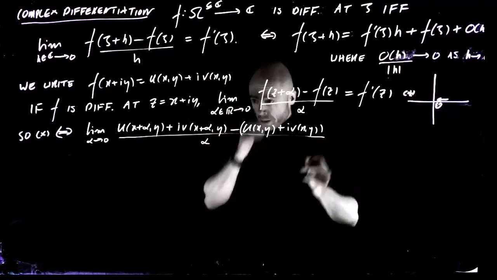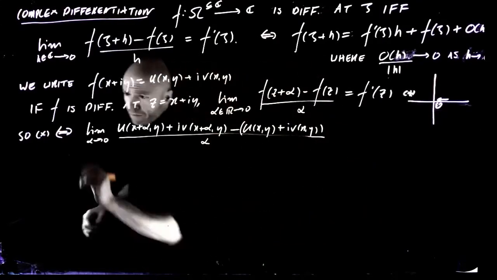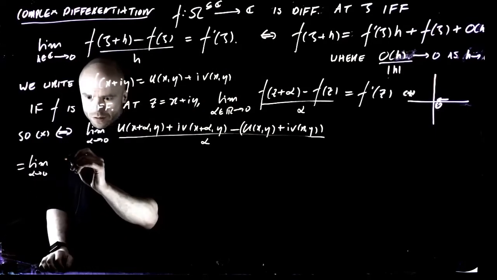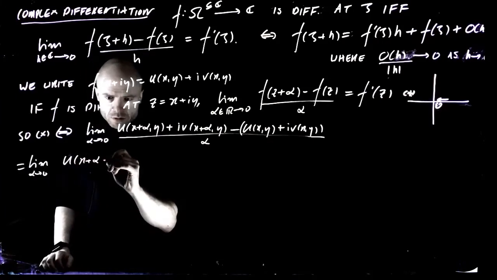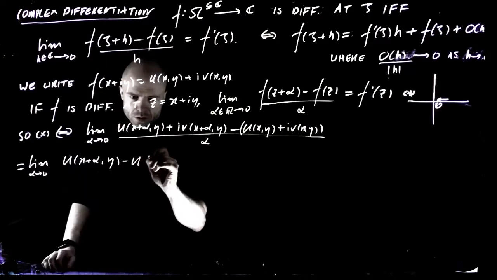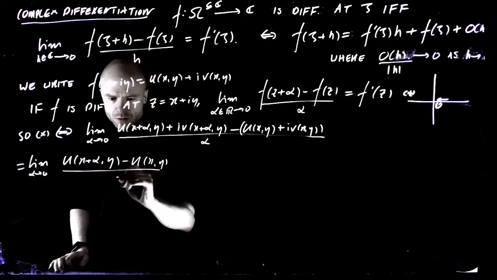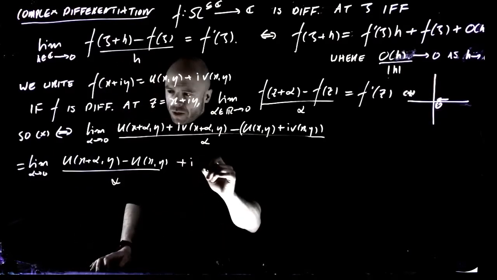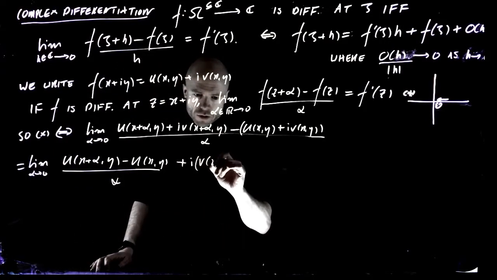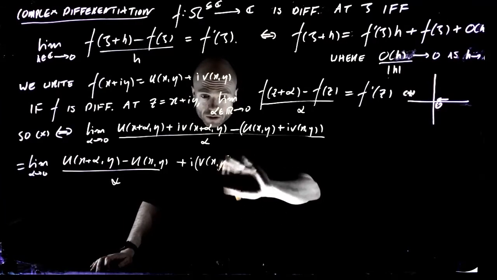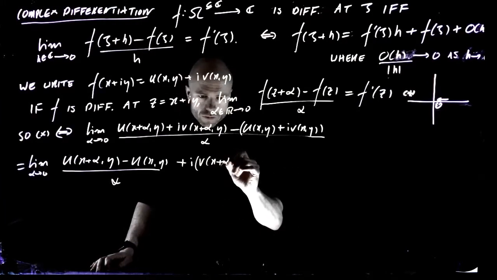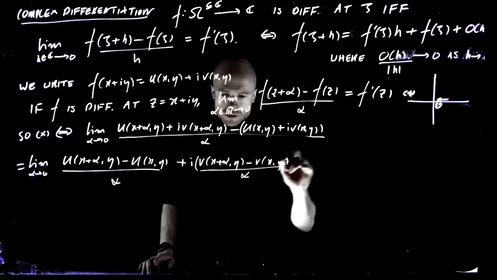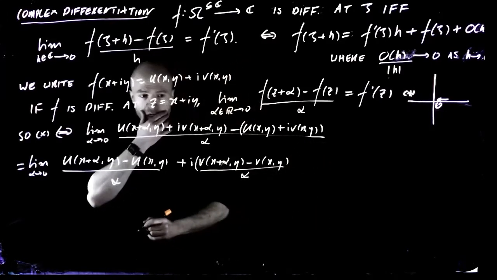We can break it up into the real and imaginary parts. So that's equal to the limit as alpha goes to 0 of [u(x + alpha, y) - u(x, y)] over alpha, plus i times [v(x + alpha, y) - v(x, y)] over alpha. Yeah, just doing some algebra here. Okay, let's look at this.